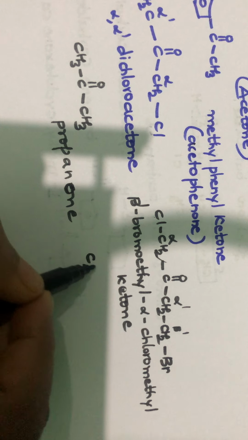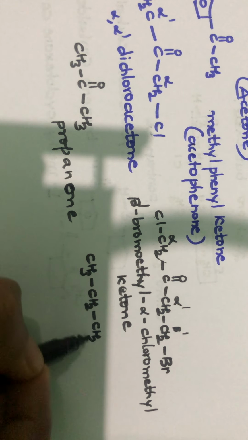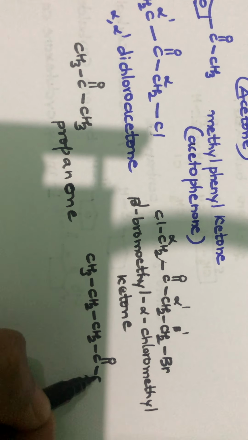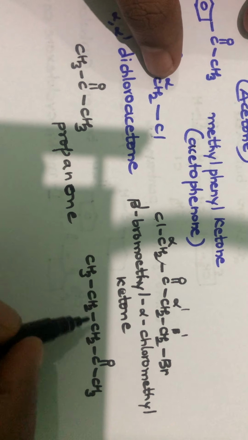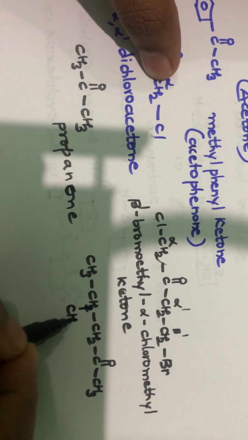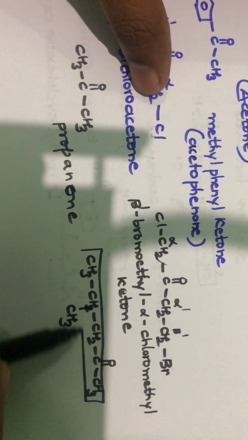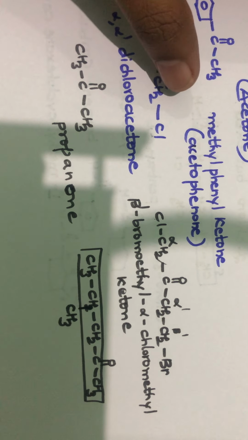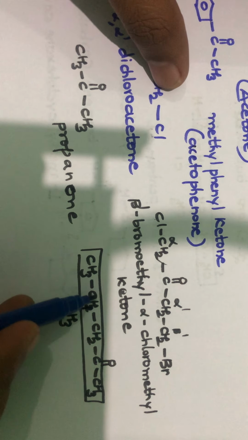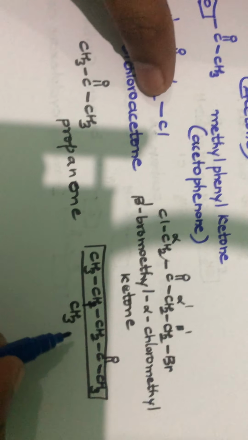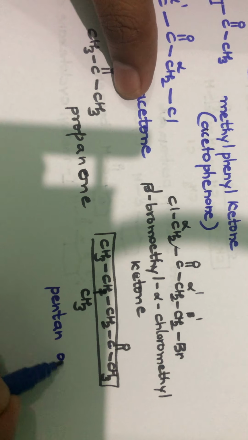If you have this compound, how many carbon atoms? 1, 2, 3, 4, 5. I think there is another methyl group here. So select the longest chain. This should include the functional group carbon. The functional group carbon should be included in the chain. You can use this 1, 2, 3, 4, 5, or this 1, 2, 3, 4, 5. Pentanone.